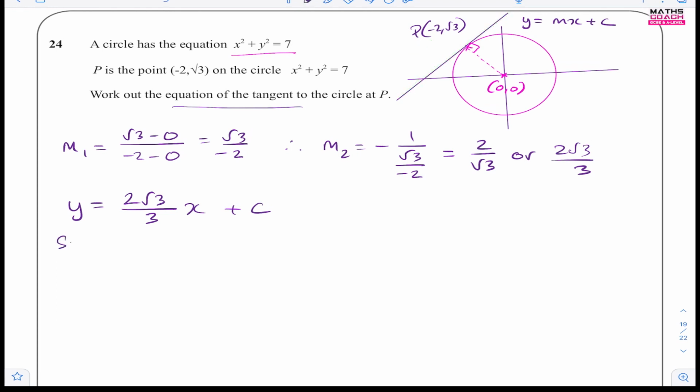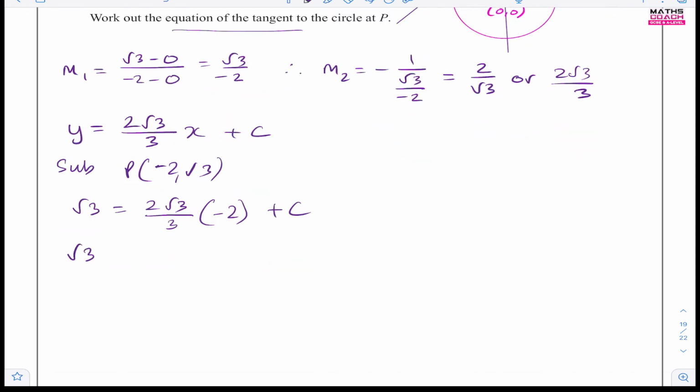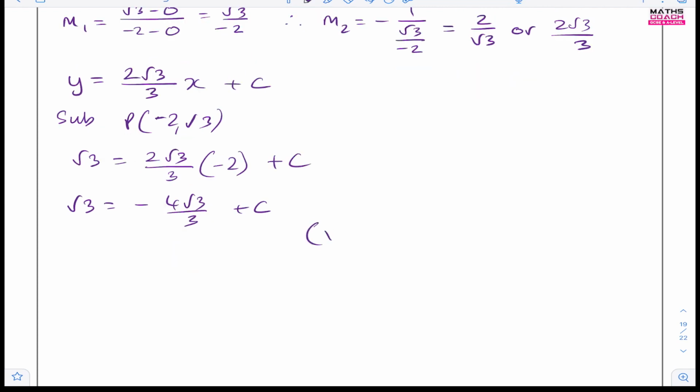So we'll sub p, minus 2 root 3, into our equation. So root 3 is equal to 2 root 3 over 3 times minus 2 plus c. Now we'll just simplify this. So we have minus 4 root 3 over 3 plus c. Next we'll multiply by 3 to get rid of the denominator. So we get 3 root 3 is equal to minus 4 root 3 plus 3c.